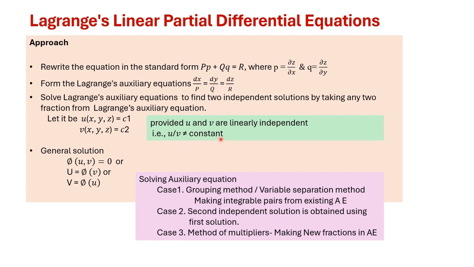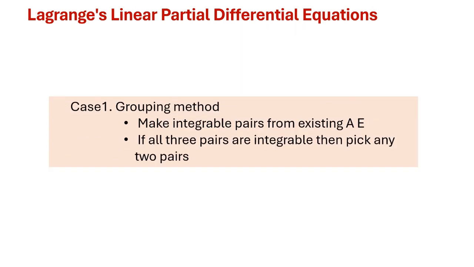Now after we get two independent solutions, we have to form the general solution. General solution can be written in this way, either this or this. In this video, we will be discussing case 1 and case 2. In the next video, we will discuss case 3. So here case 1 is grouping method.